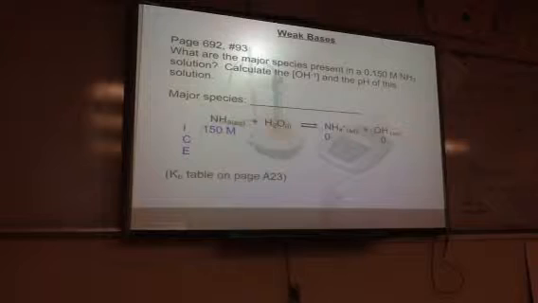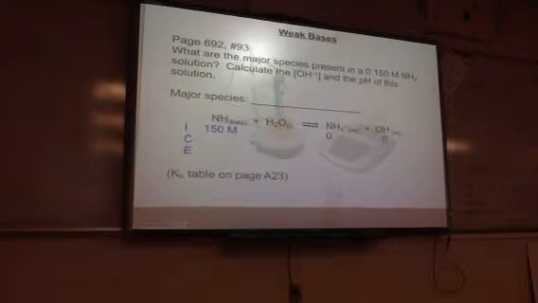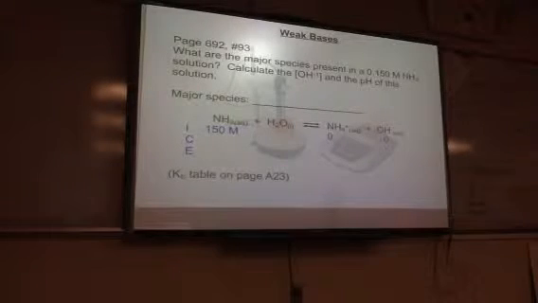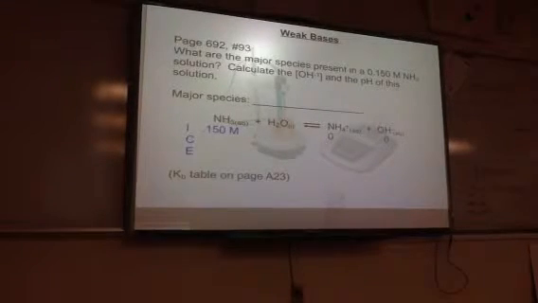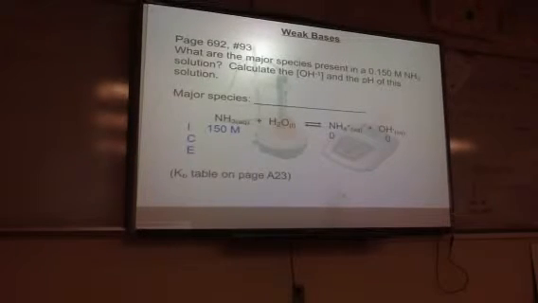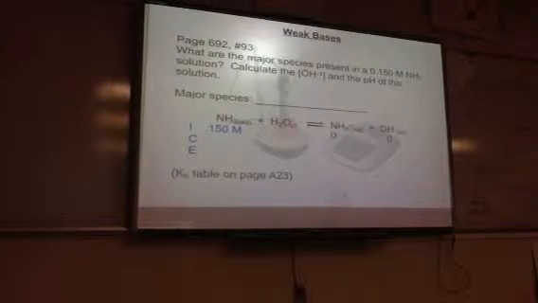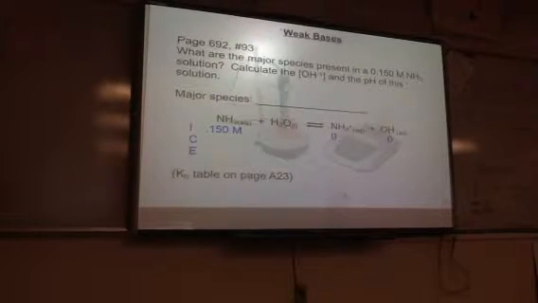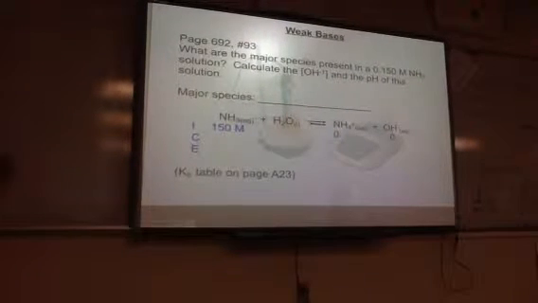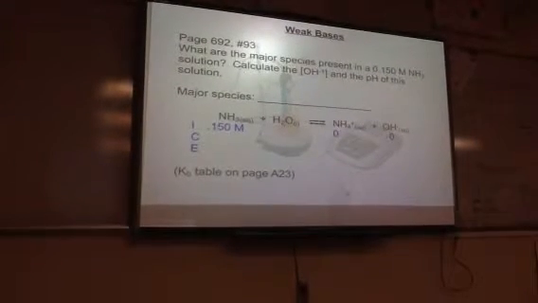Fast forwarding, hopefully, through your ICE table. You get that? And Ka, no, I said Ka, it's not right, it's Kb. Kb equals 1.8 times 10 to the negative fifth equals x squared over 0.15 minus x. And we love that 5% rule, because that means that minus x term we neglect. Ooh, we got lucky. It was only 1%.